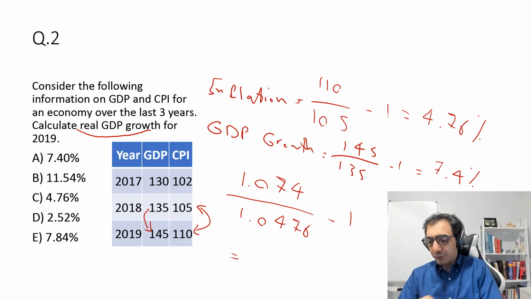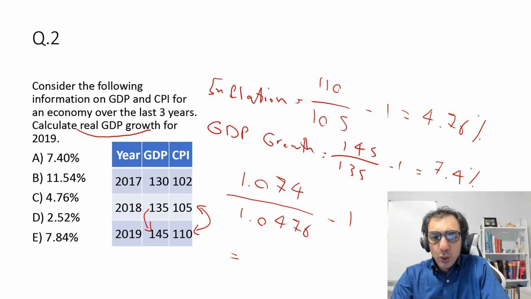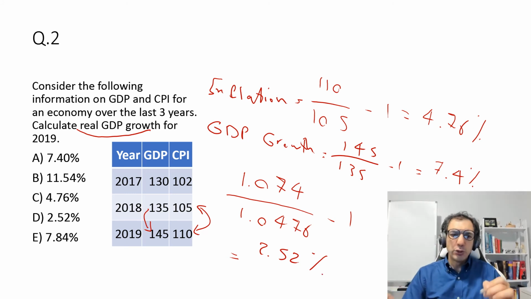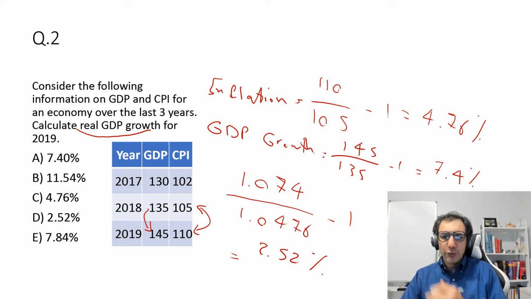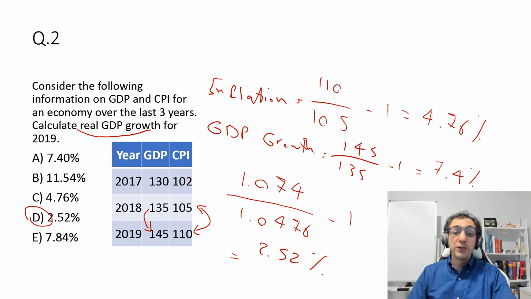So let's calculate that. 1.074 divided by 1.0476 minus 1, and the number I'm getting here is 2.52 percent almost. So it's 2.52 and there are more numbers there, but 2.52. And if you look at the options, the closest answer I have is D, 2.52%. So the answer should be D, not C. C is showing the inflation, 4.76, and not E. E is showing the GDP growth, but the nominal GDP growth. You're looking for the real GDP growth. So the only correct answer should be D.